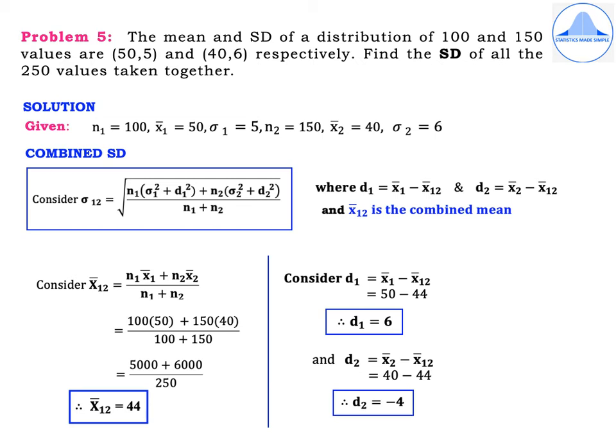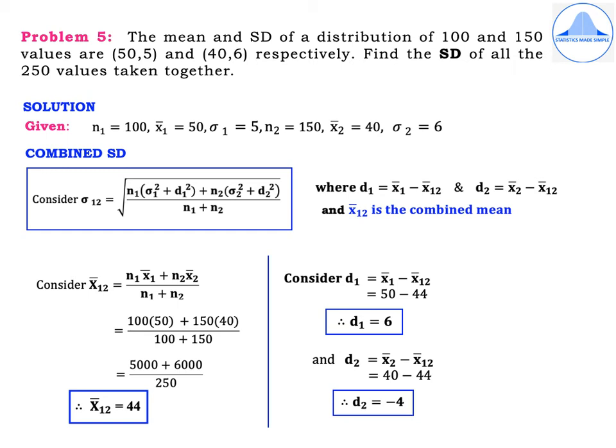So write the formula for combined mean, that is, consider x bar 1 2 equal to n1 x bar 1 plus n2 x bar 2 divided by n1 plus n2, which is equal to 100 into 50 plus 150 into 40 divided by 100 plus 150, which is equal to 5000 plus 6000 divided by 250, and you get x bar 1 2 is equal to 44.